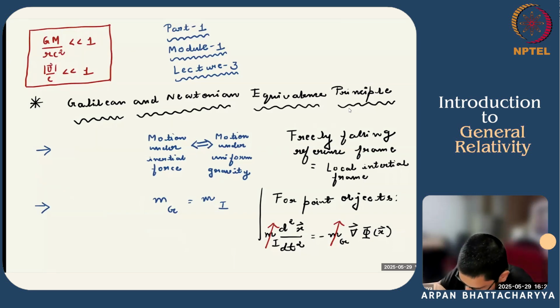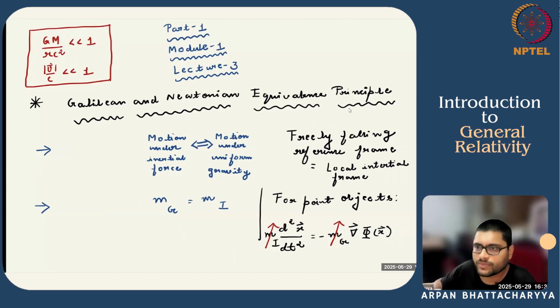Newton's equivalence principle states that gravitational mass is equal to inertial mass, m_g equals m_i. And for point objects accelerating in a gravitational field, the equation of motion is the following. This side comes from Newton's second law: inertial mass times the acceleration is equal to the gravitational mass times the gradient of the gravitational potential. And this part comes from Newton's law of gravity that we have been discussing over the last two lectures.